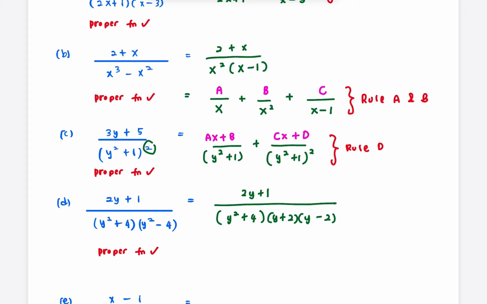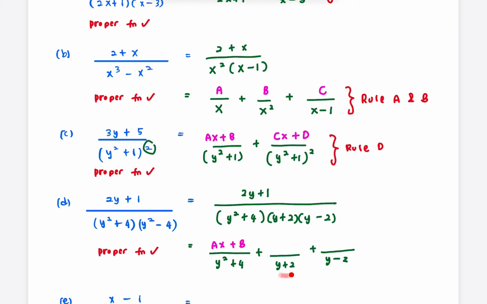So what is your numerator? This one is quadratic, so your numerator will be linear, which is ax plus b. And then this one is linear, y plus 2, so your numerator will be constant only. So you have c, this is d. Okay, so this one combines rule A and also C, which is linear factor and also irreducible. Okay, part E.